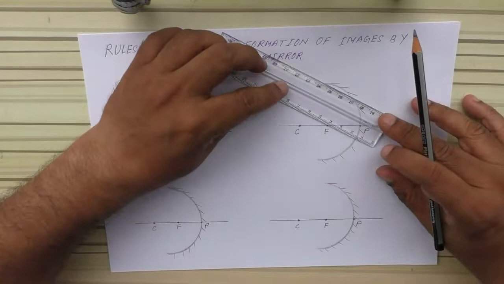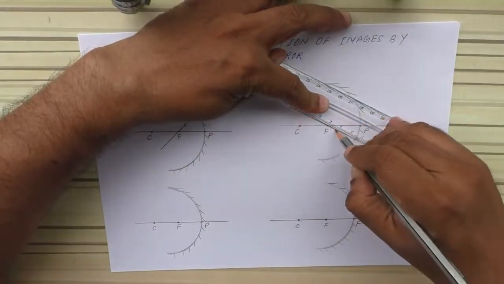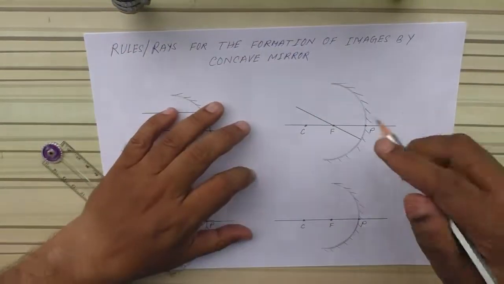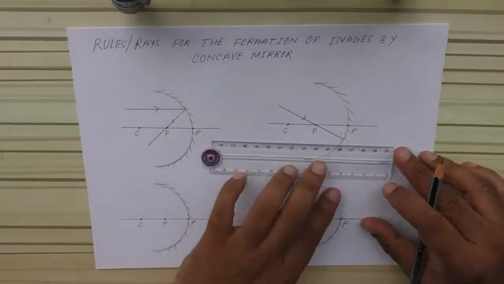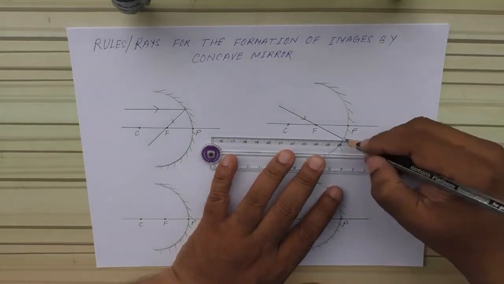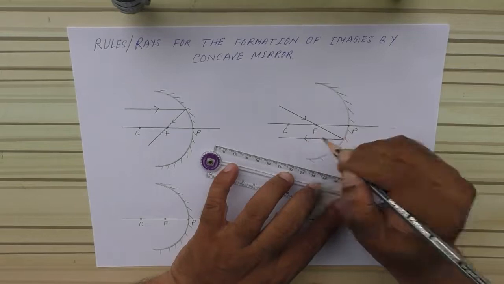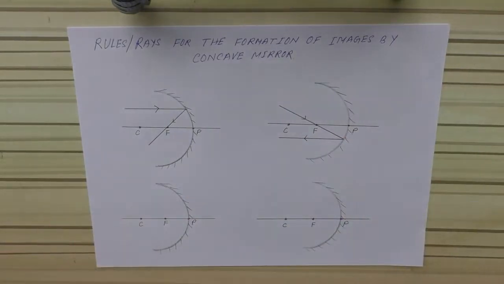Now if a ray of light is incident after passing through focus, then what will happen to this light ray? This light ray after reflection will become parallel to the principal axis.